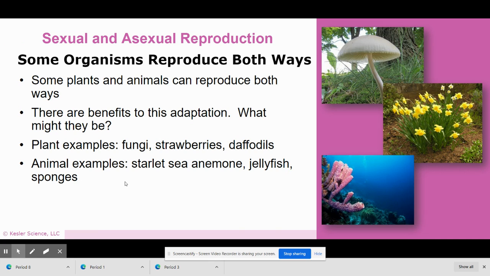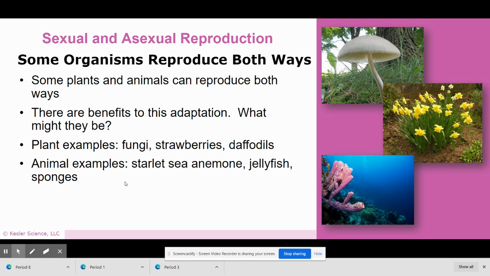Okay, and then there are some of these organisms that can reproduce using both processes. Depending on the environment, it can switch between sexual and asexual reproduction. There are some benefits to this. You might think, what could be some benefits? Well, it kind of depends on the situation. If there's no mates available, then it's great that it can reproduce asexually.